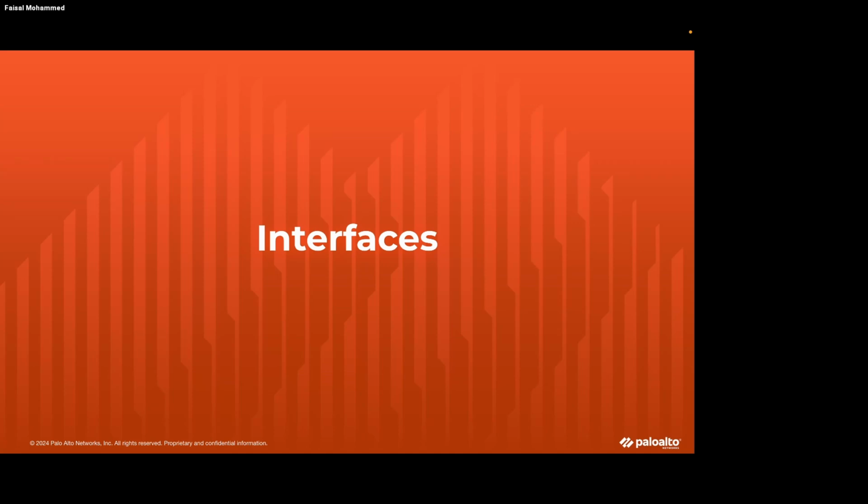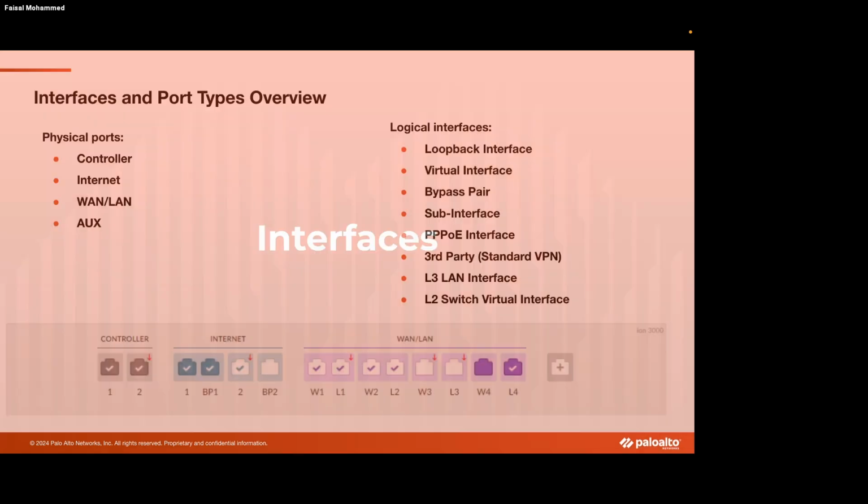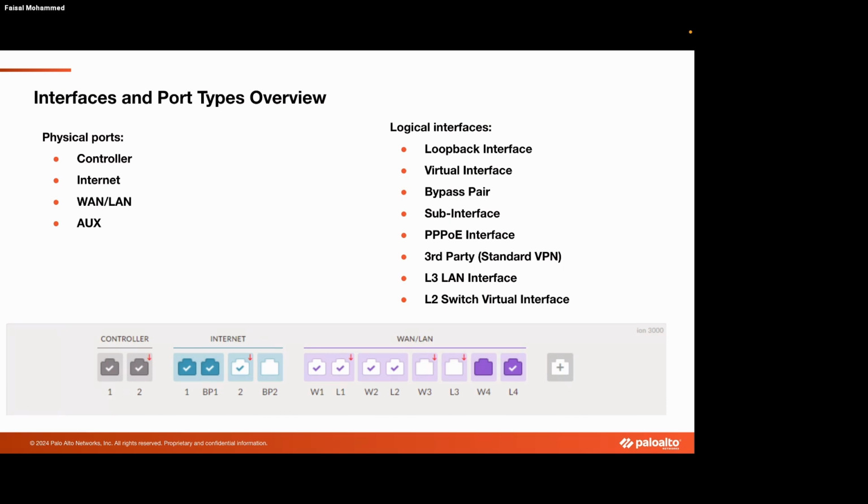You have a circuit label, you have policies, you have NAT zone, you have security zone. So understanding how the interface works and how to configure it correctly is very important. Under the interfaces, we have physical as well as logical. We have a controller port, which is applicable to Gen 1 devices; on the Gen 2 devices, we don't have the controller port anymore. Internet port, which is your WAN port, WAN or LAN port, aux port. Logical interfaces: we have a loopback interface, virtual interface, the bypass pair interface, a sub interface, PPPoE interface, standard VPN, layer 3 LAN interface, layer 2 switch virtual interface.